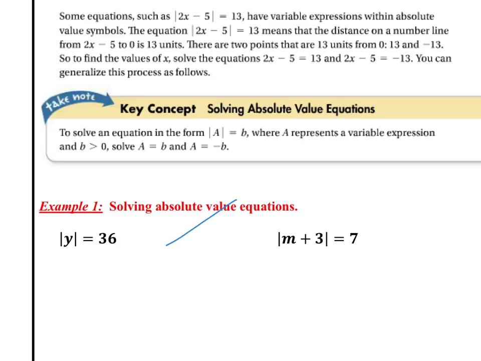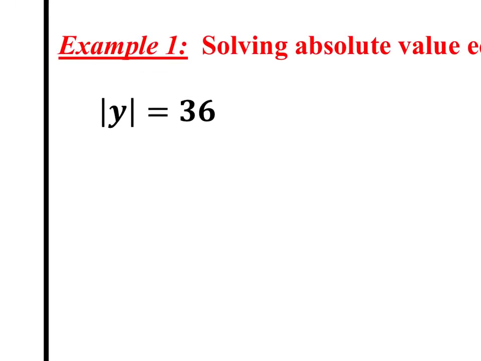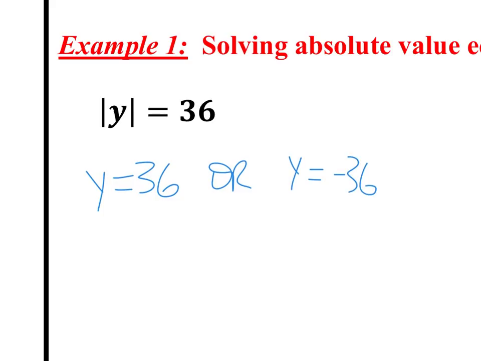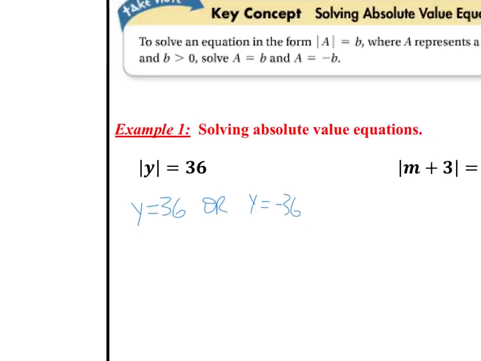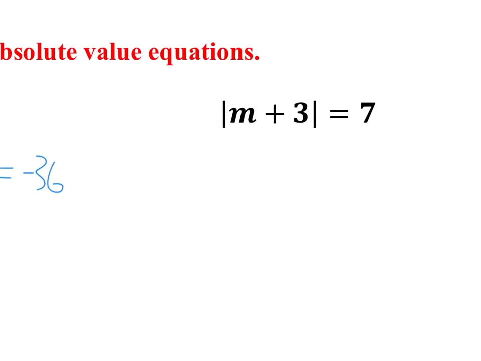If we look at our first example, we can see what it's talking about here. So the absolute value of y is 36. So it's saying, what is 36 away from 0? That's going to be your answer. Well, y could be 36, or y could be -36. We don't know. Could be either. Could be both. One or the other.